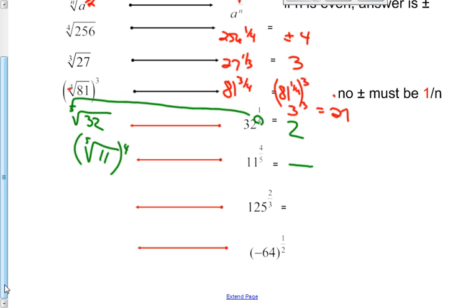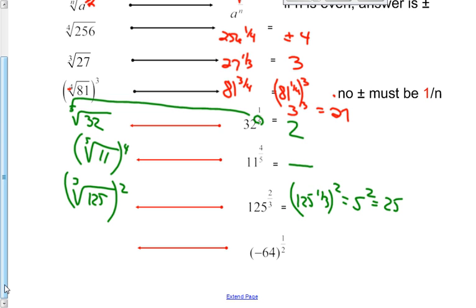125 to the 2/3, we can write this one as the cube root of 125 and then squared. We can also solve this. 125 is one of our flashcards. 125 to the 1/3 is the doable piece. That becomes 5, since 125 comes from 5s, and then I do 5 squared. My final answer should be 25.